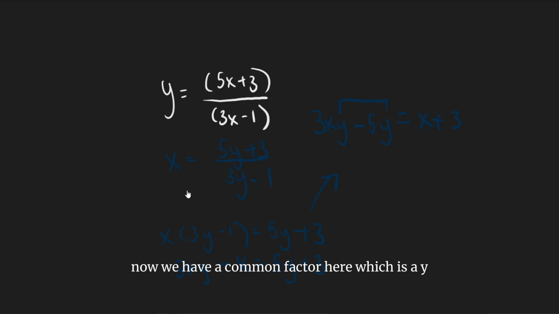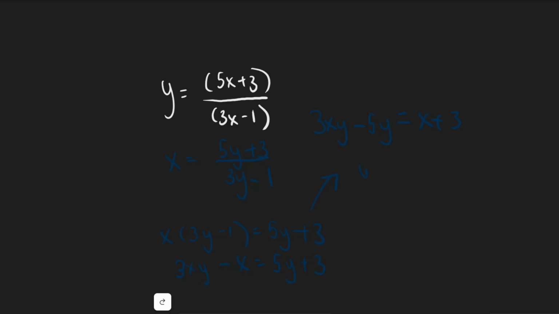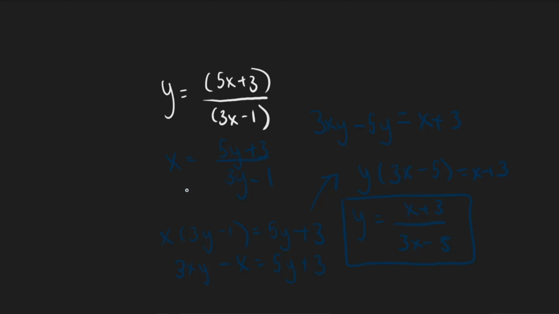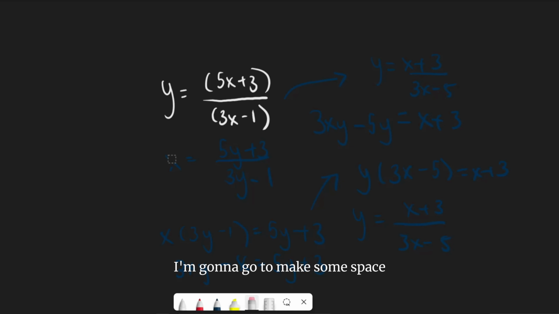Now we have a common factor here, which is a y. So we're going to go ahead and factor out that y. And then divide by this, so that we are left with y. So our final answer will be x plus 3 over 3x minus 5. So that is our inverse from this function right here. So I'm just going to go ahead and write this over here. I'm going to go ahead and make some space.